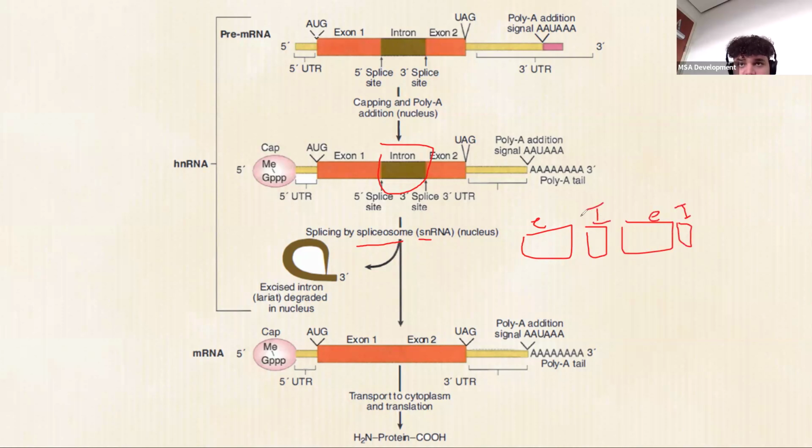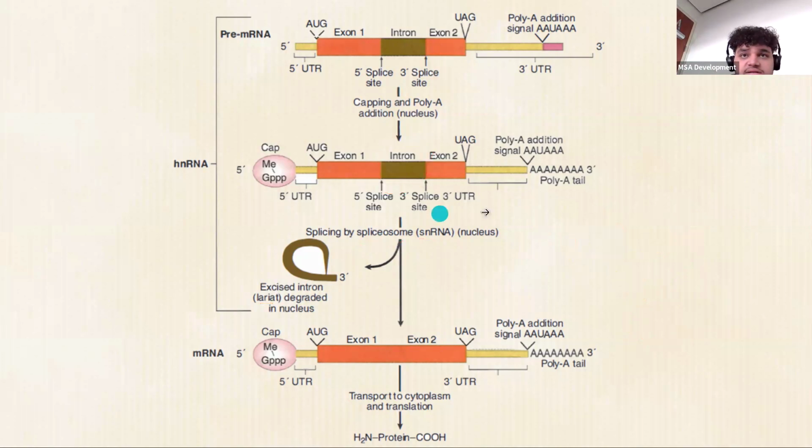The spliceosome will come and cut this intron, and it will cut this intron right here. Then they will join these introns together, and it will form something called a lariat. So all of the introns that I cut out will join together and form a lariat, which is a structure that will get degraded in the nucleus. So I remove the introns from the exons. These introns will be degraded in the nucleus. I don't need them anymore. I will get rid of them, okay?